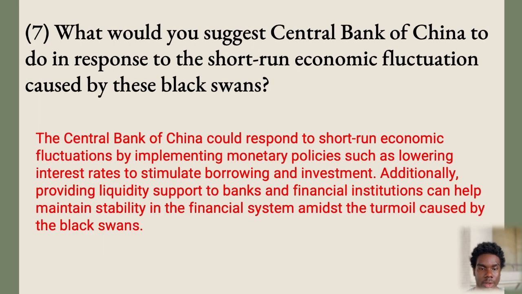Number 7. What would you suggest the People's Bank of China do in response to the short-run economic fluctuation caused by these black swans? The bank could respond to the short-run economic fluctuation by implementing a monetary policy such as lowering interest rates to stimulate borrowing and investing.